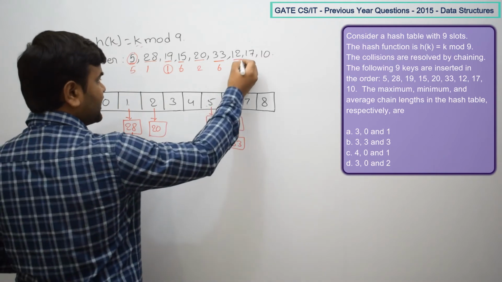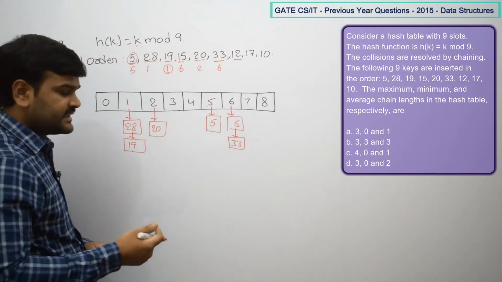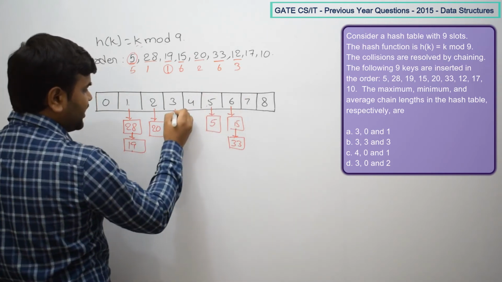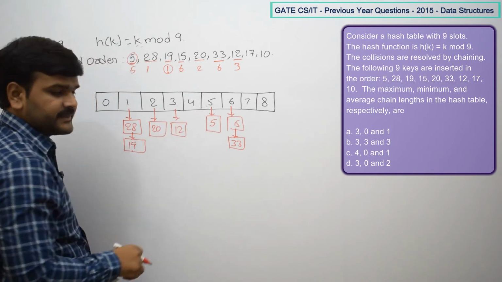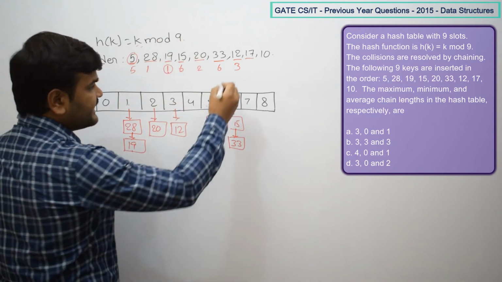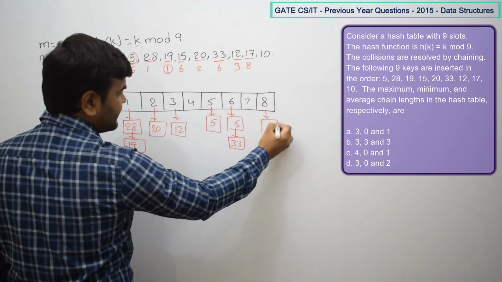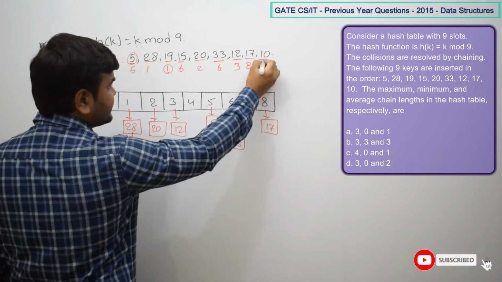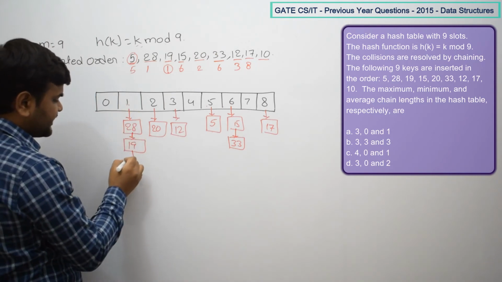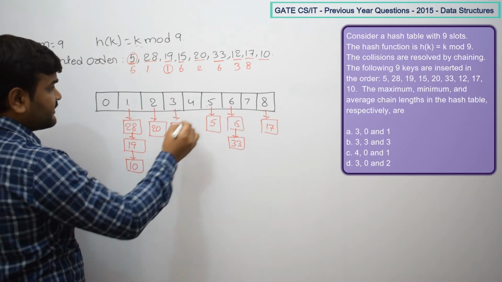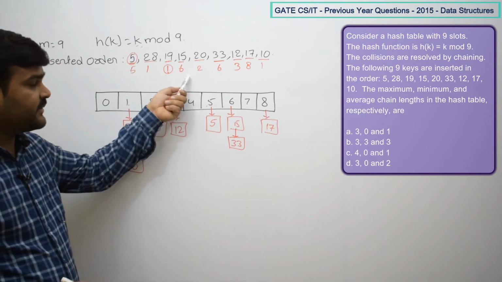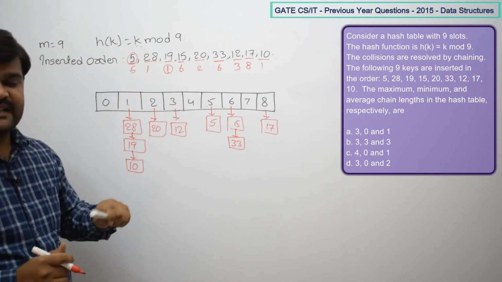Now the next element is 12. 12 mod 9 is 3, that means in the 3rd location we insert 12. Then the next element is 17. 17 mod 9, remainder is 8 here. So in the 8th location we store 17. Next, 10. 10 mod 9, remainder is 1. In the first location, come to the end of the chain, and there we store 10. So this is after inserting all these elements by using this hash function in these 9 locations.